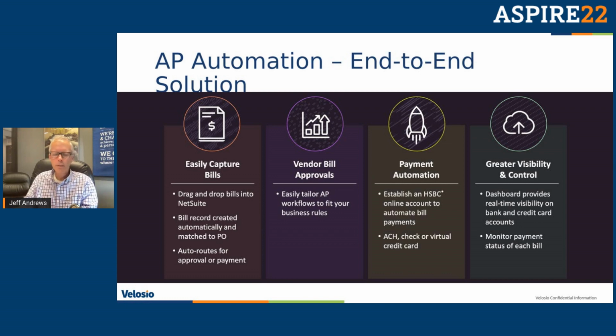So being able to drag maybe that PDF or that email that you got from the vendor, drag and drop that into NetSuite. NetSuite will then OCR that, automatically create a vendor bill and look for the matching PO, and route that around to whoever the proper approvers are, based on maybe the dollar amount or who that vendor is. And then it can automate the payment through a partnership with HSBC, and it can initiate the payment and actually make the payment through either ACH, check, or virtual credit card. So lots of capability there.